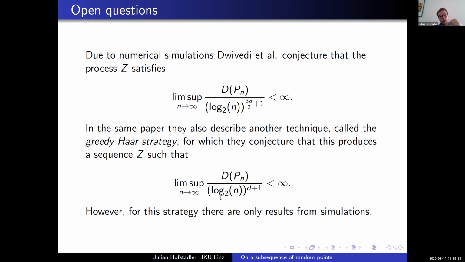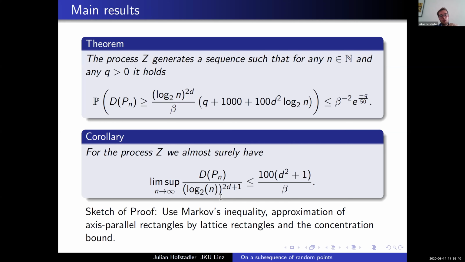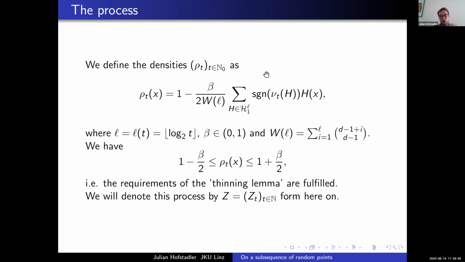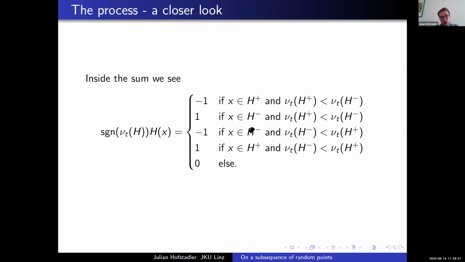And yeah, we still have 10 minutes, I think, so we can have a look at what the greedy Haar strategy is. Thereto I will just go back to the definition of the densities. So we have a look at this sum, but without the normalization factor. And on the next slide, we saw that each term inside the sum is -1 if the point is good and +1 if the point is bad.